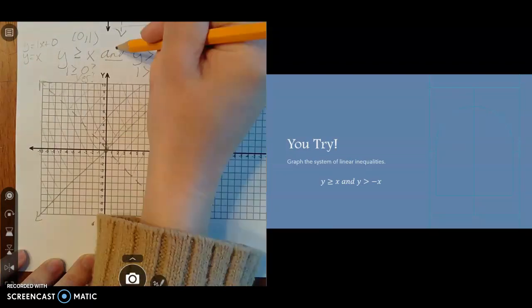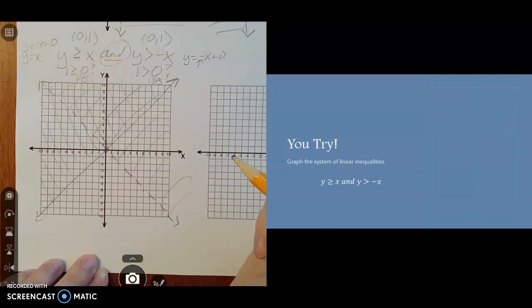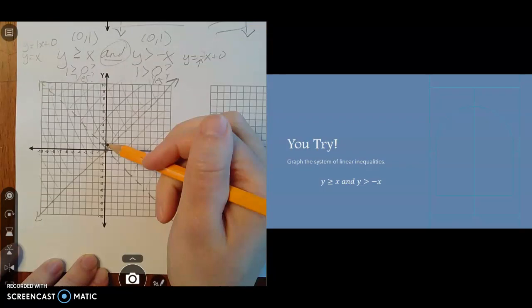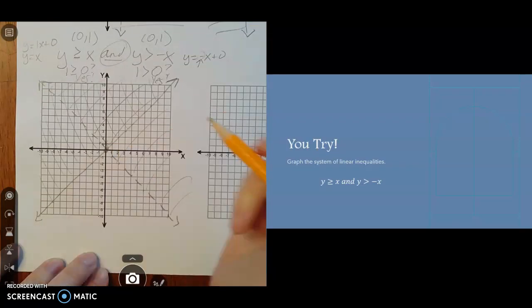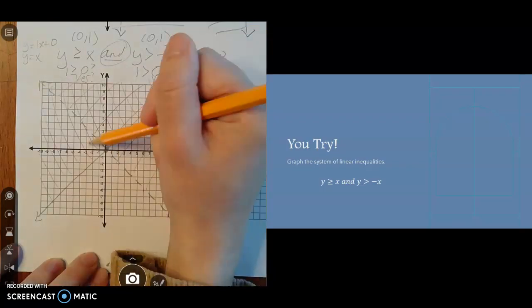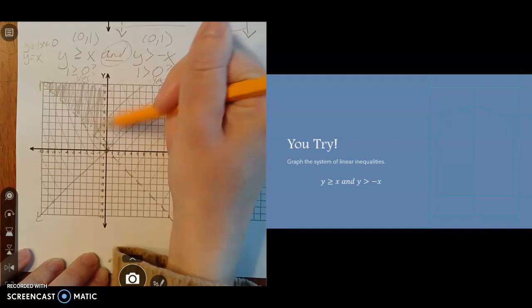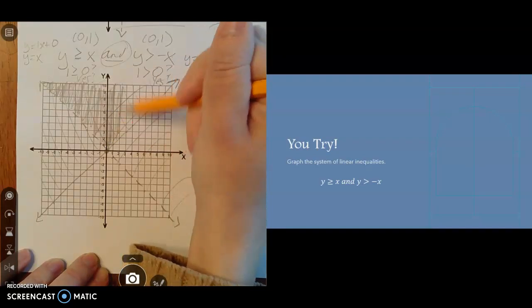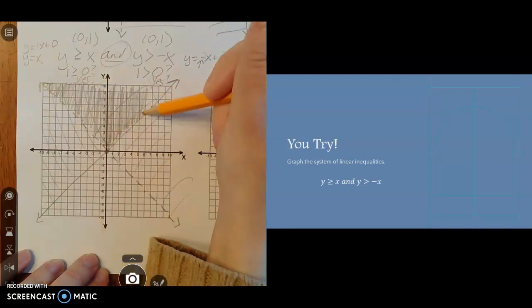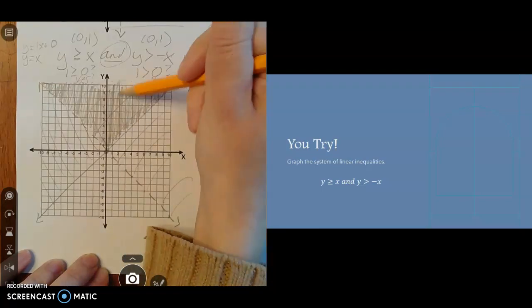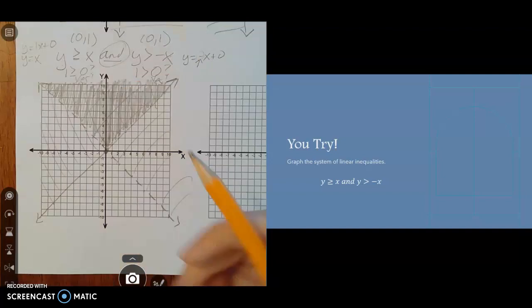Now we're ready to do that intersection, to do the and. So the and means that we're going to look at the overlap between the two. And where they overlap is this kind of top triangle area. So I'm going to shade that extra dark because that's where my solution area is. Okay, so all of this is our solution. And that's what the solution looks like for this problem.